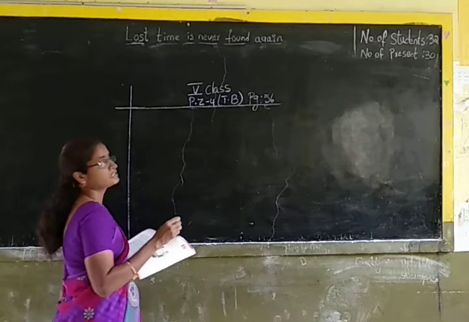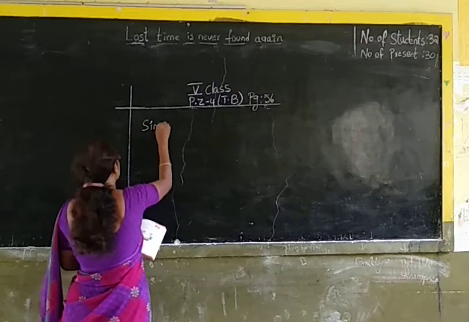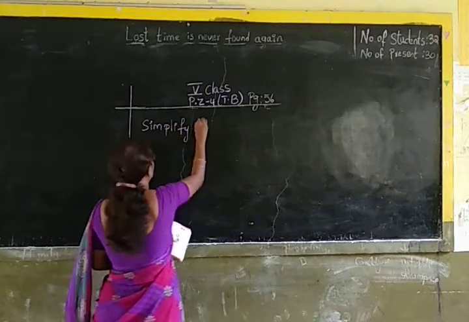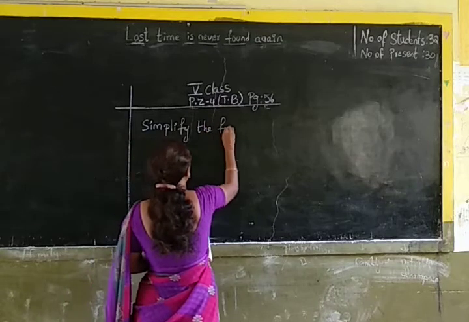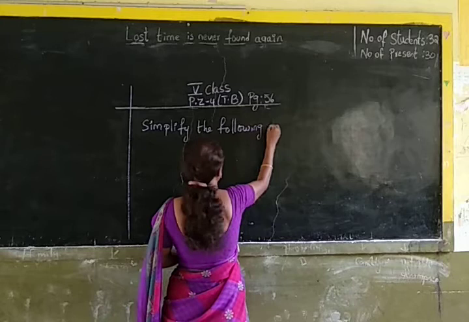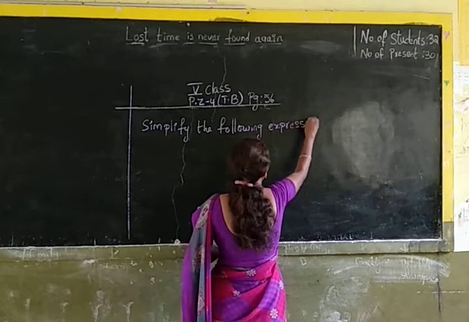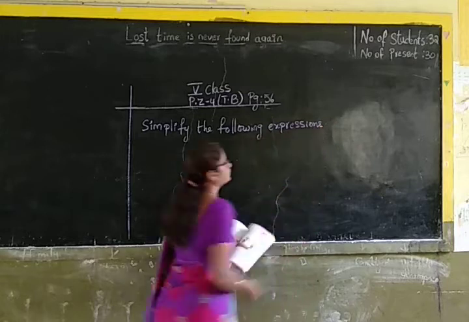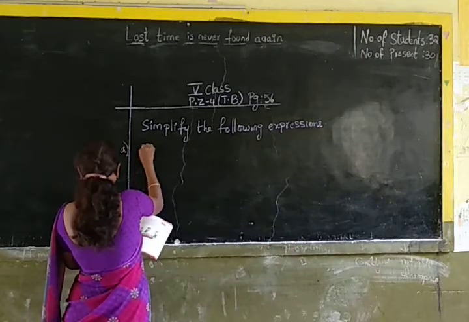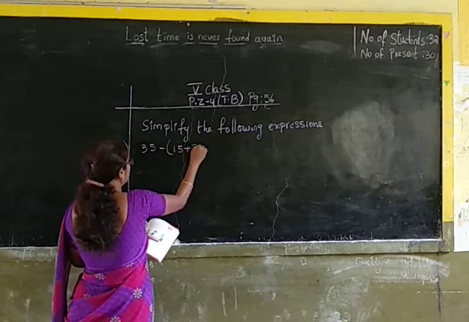Now I am writing down the first question in practice zone 4. Simplify the following expressions. So the first question is 35 minus (15 plus 3).